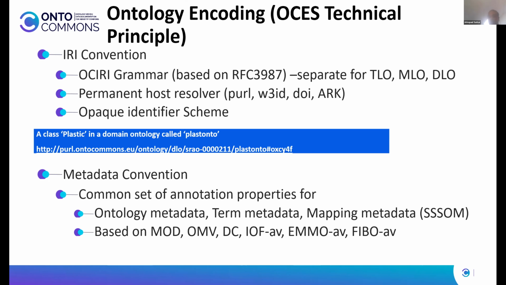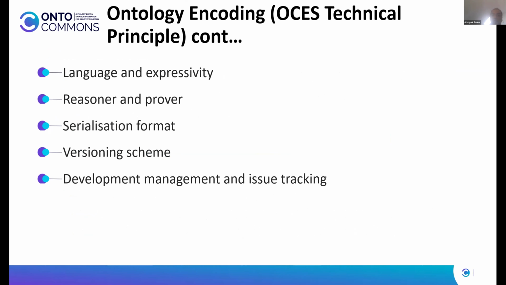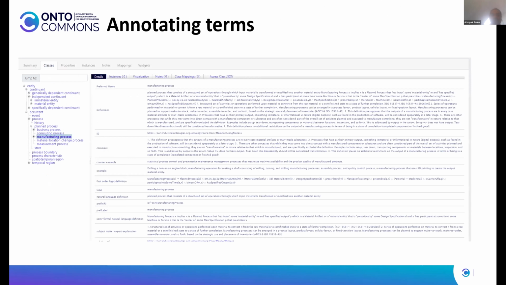So these are the tedious steps, which are not directly related to the development, but if you ignore these steps, the ontology may work for some time, but it is not maintainable and it is not reusable. So we need to take care of them. Also, this ontology technical principle talks about other concerns regarding language and expressivity, reasoner and prover, serialization format, versioning scheme, and development management and issue tracking, how you really can make a good ontology project as such.